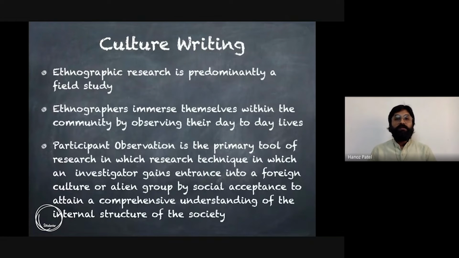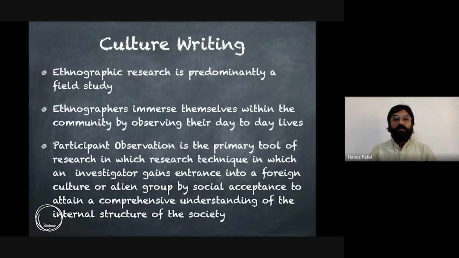Ethnographers basically immerse themselves in the community by observing their day-to-day lives. And participant observation is the primary research technique in which the investigator gains entrance into a culture, a foreign culture or an alien group that they are not part of, by social acceptance, to attain a comprehensive understanding of the internal structure.